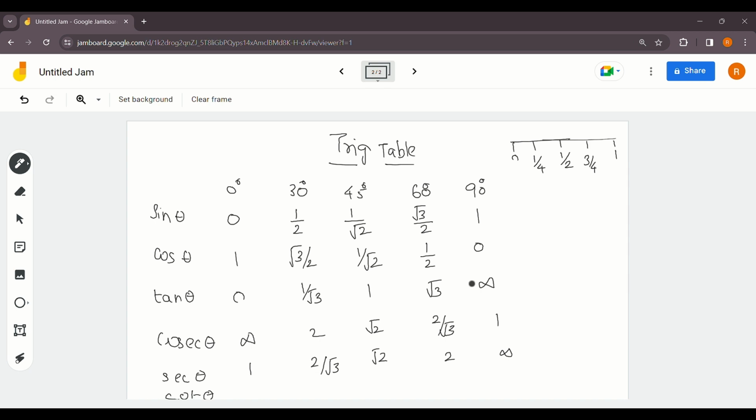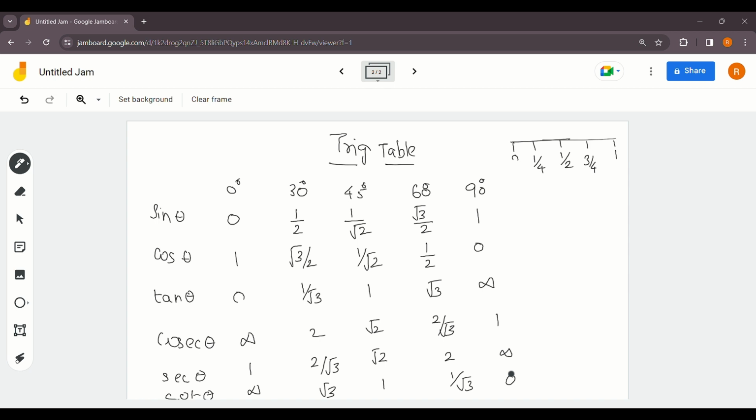For cot, you need to write the values of tan from right to left. So you get infinity, root 3, 1, 1 by root 3 and 0. So that's all. The trigonometric table is constructed. We have learned how to construct a trigonometric table now.